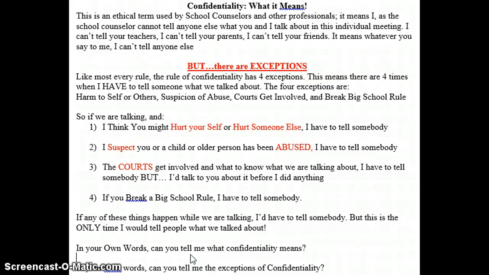After you've explained these things and given examples, you have to ask them to tell you what the 4 exceptions are to confidentiality. They need to use their own words. They do not have to give you examples of each of the 4 exceptions, but they do need to state the 4 exceptions of confidentiality.